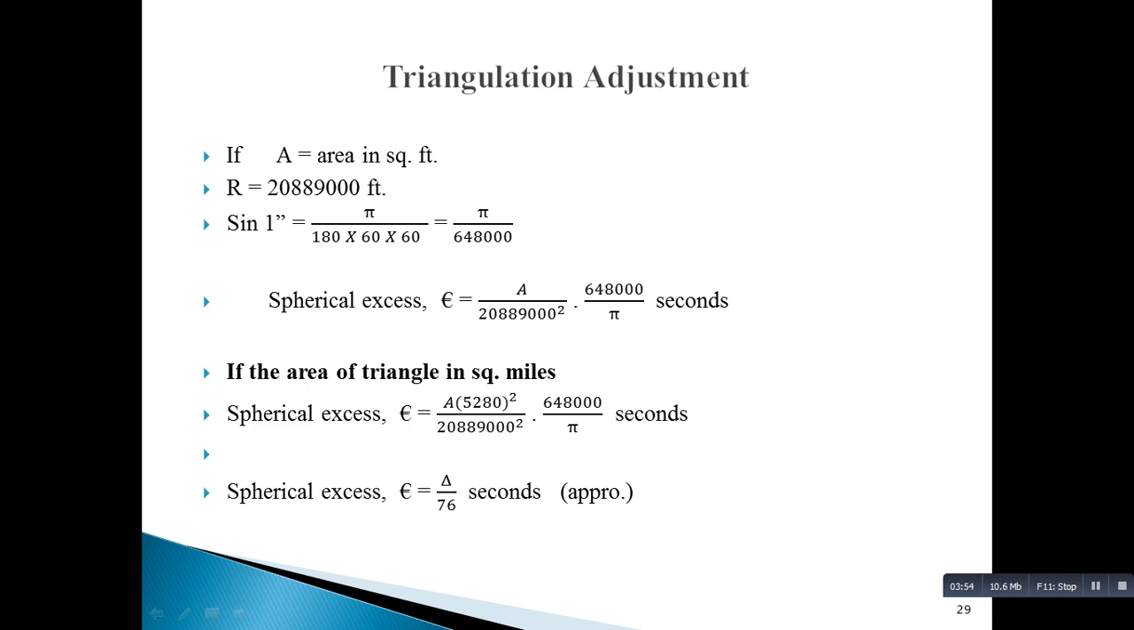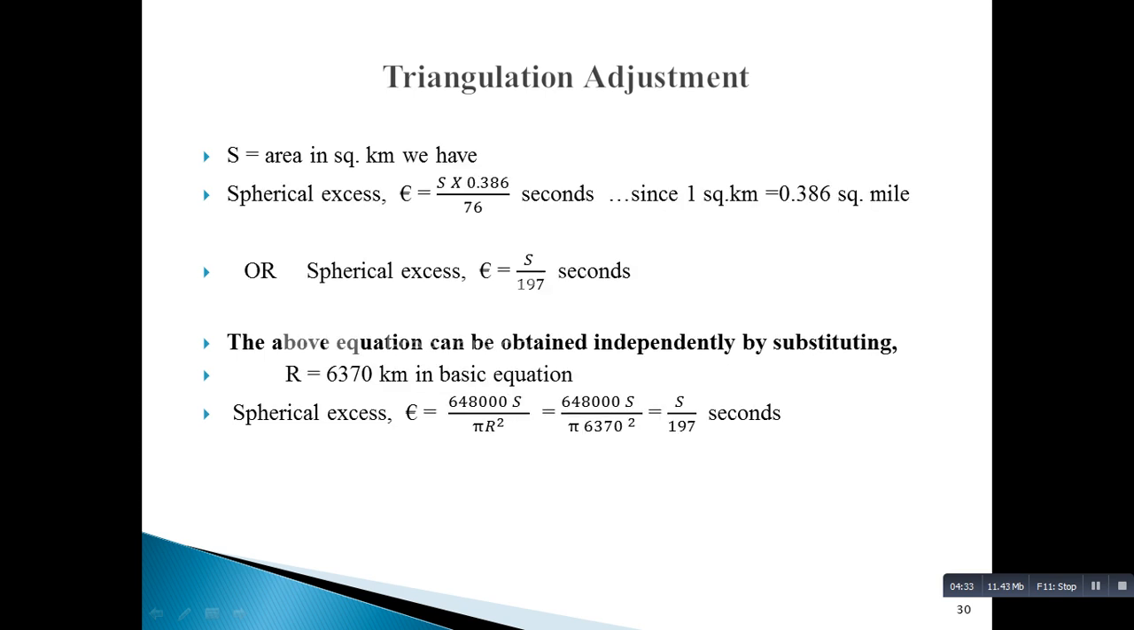So we can convert sine 1 second from radians to seconds: pi by 180 to get degrees, and into 60 into 60 to convert its value into seconds. So the spherical excess is A divided by radius squared into 648,000 divided by pi. This value is the spherical excess, in seconds. If the area of the triangle is in square miles, we can calculate the spherical excess as approximately delta by 76 seconds.